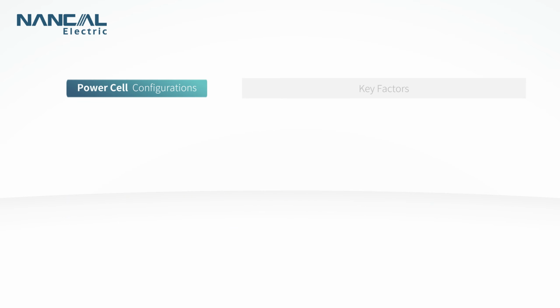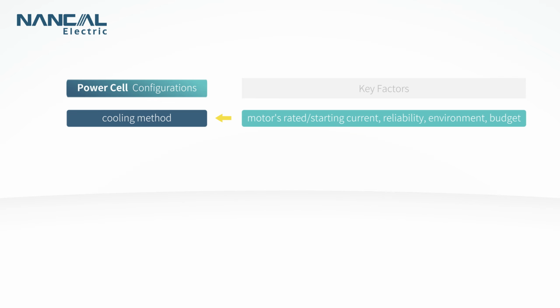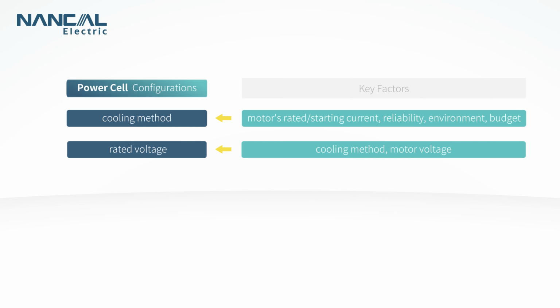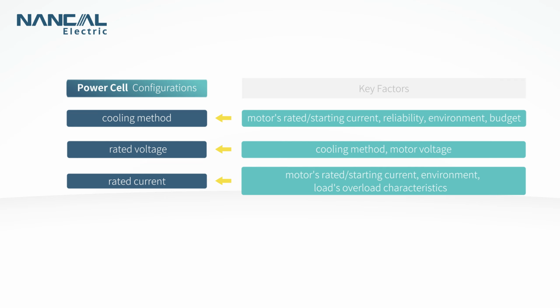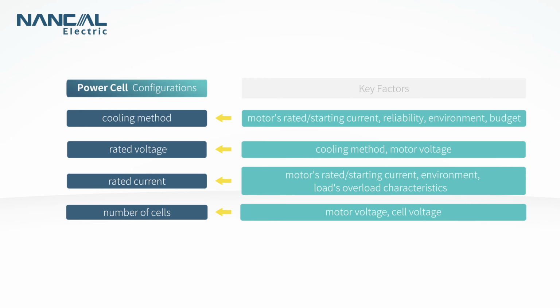The power cell's cooling method depends on the motor's rated or starting current, reliability requirements, on-site environmental conditions, and budget. Its rated voltage depends on the cooling method and the motor voltage. Its rated current depends on the motor's rated or starting current, site conditions, and the load's overload characteristics. The number of cells depends on the motor voltage and the cell voltage.